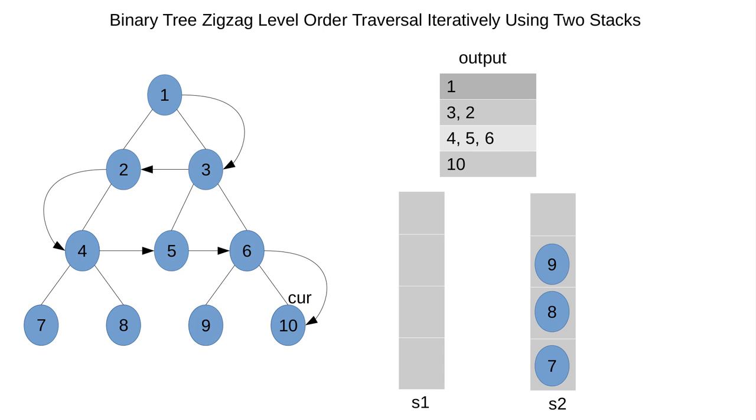Again, we'll pop the node at the top of the stack. So current is assigned the reference to node 9. We'll process this node. Now node 9 does not have a left child or a right child, so we can move on. We'll again pop the node at the top of the stack.